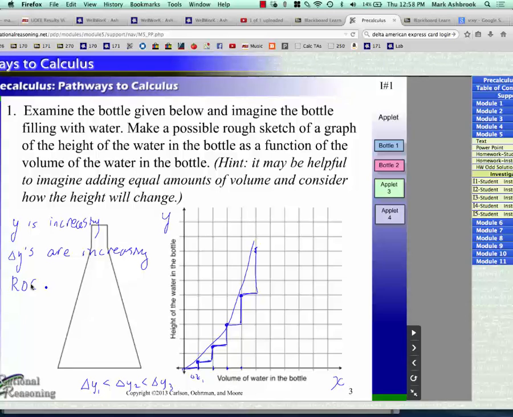Then the rate of change of y with respect to x is... the rate of change comes right out of what the changes are doing. If you have equal changes in x, which we're forcing, the rate of change will do the exact same thing as what the changes do. And so what are the changes doing? Increasing, therefore the rate of change is increasing.